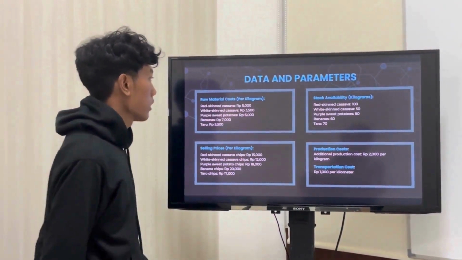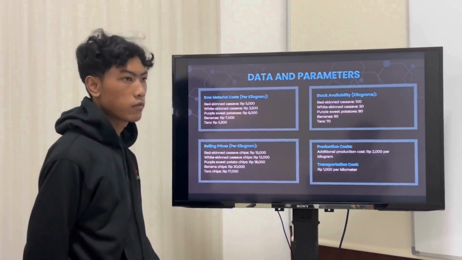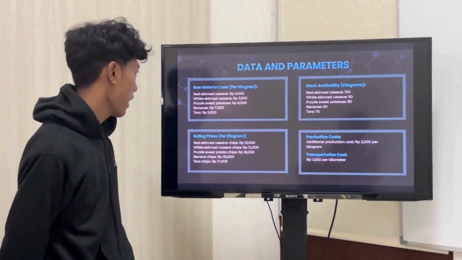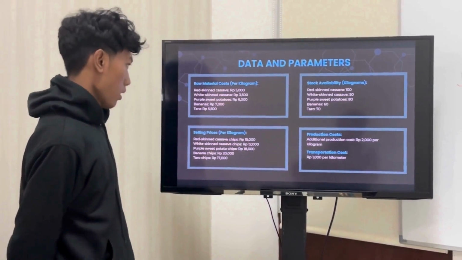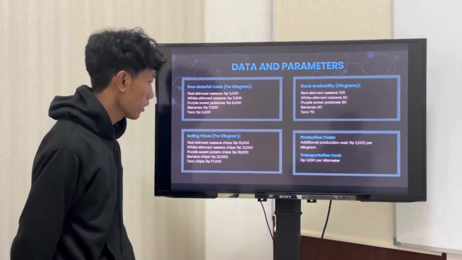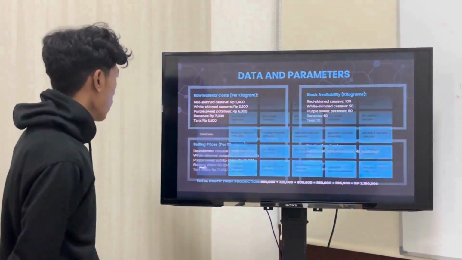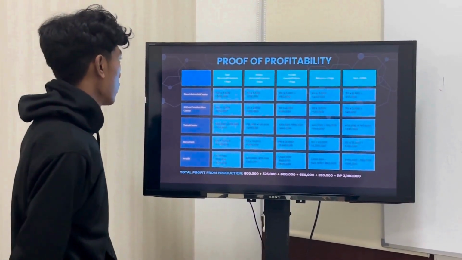The stock capability is the quantity. So the red skin cassava is limited to 100 units, the white skin cassava is 50, the purple sweet potatoes are around 80, the bananas are 60, and the taro is 70. The additional production cost is 2,000 per kilogram, and the transportation cost is 1,000 per kilogram. And then, this is one of the problems we solve.